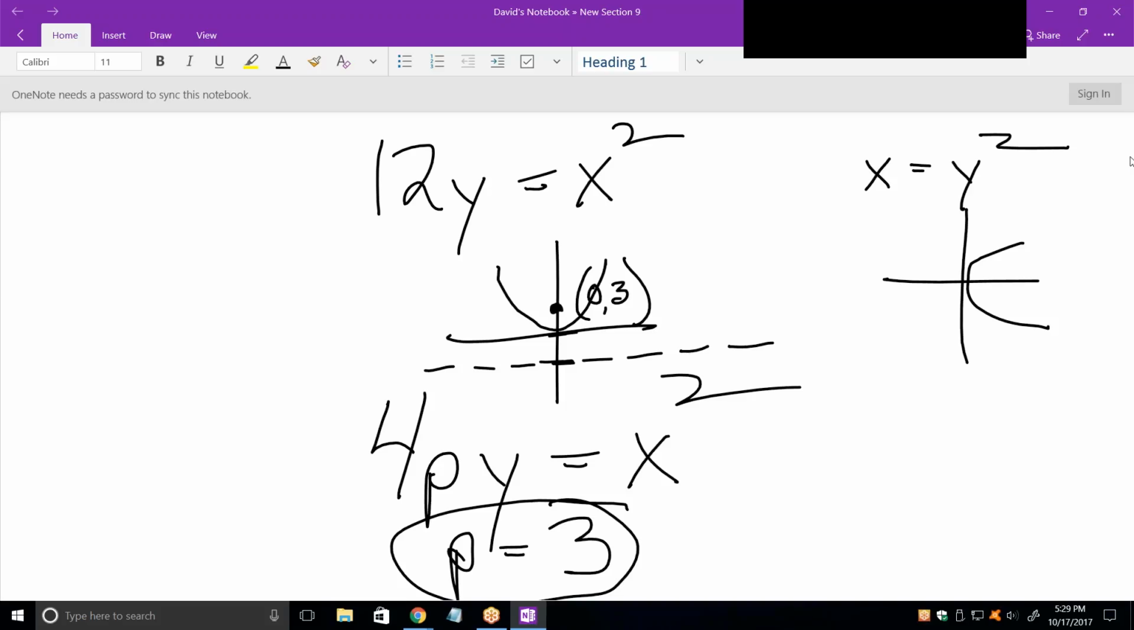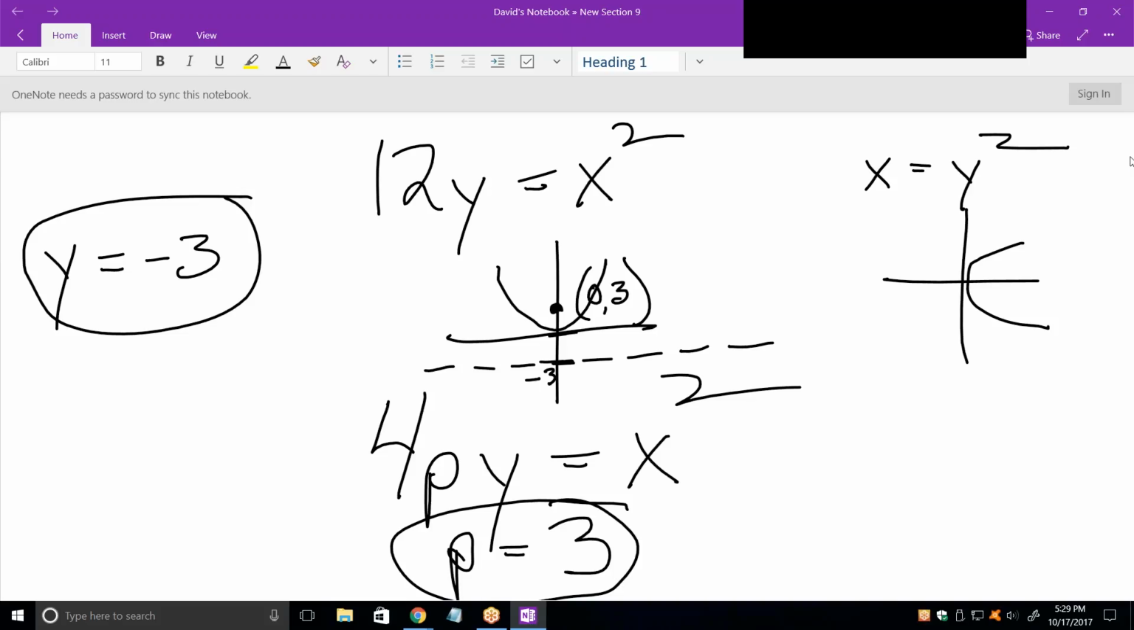But this is a horizontal line, not a vertical line. Vertical lines have the format x equals something. Horizontal lines have the format y equals something. And in this case, what's y going to equal? It's a number. We know exactly where that dotted line is, 3 or -3, sorry. -3. That's the equation of the directrix.